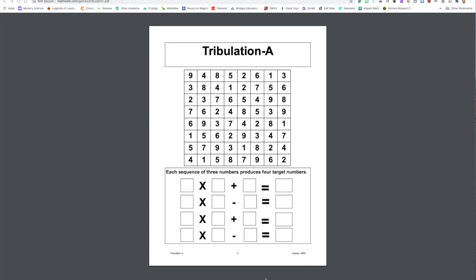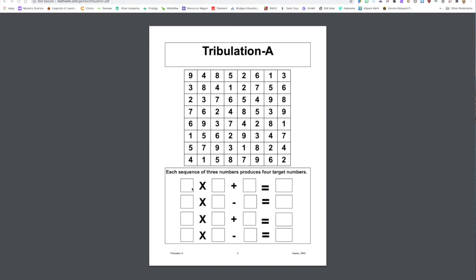When you finish that, the next task after that is going to be playing a game called Tribulation. For Tribulation, you can use this game board and you can pause it while you're doing it. What it is, you just come up with a target number. The target number you're going to use is 25. The target number for an example I'm going to use is 30.